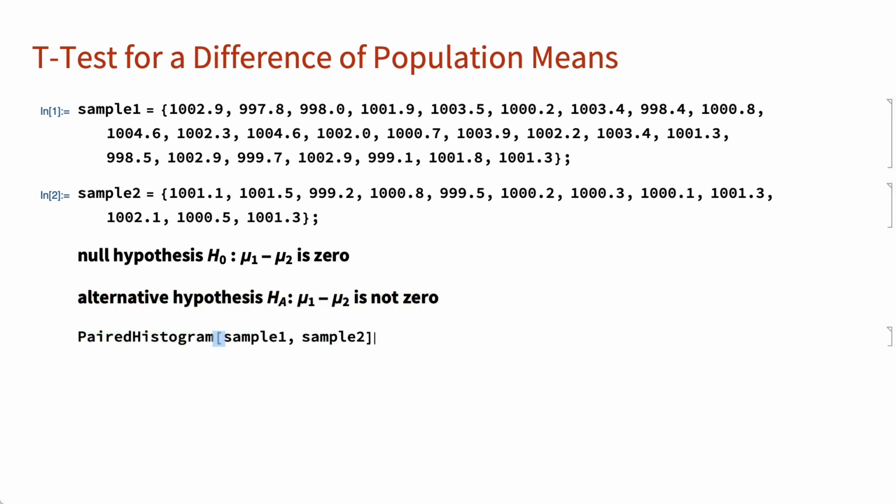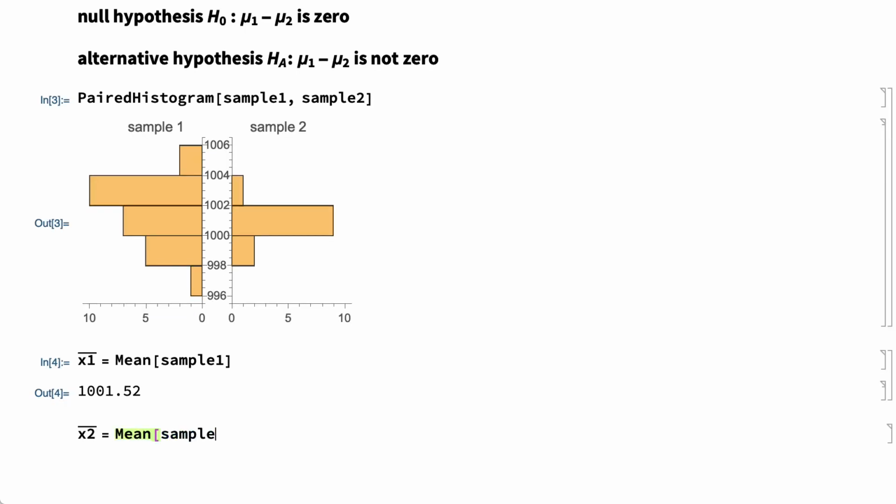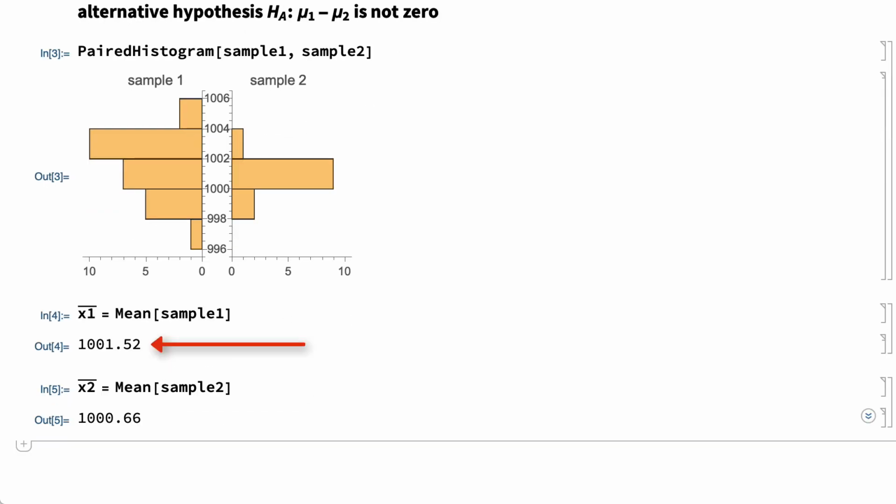Here's a paired histogram of the two samples, and these inputs give the means of the two samples. The mean of the first sample is bigger than the mean of the second sample, and the paired histogram does show that the distribution of values in the first sample is slightly above the distribution of values in the second sample. The question to be addressed with the hypothesis test is whether this difference is big enough to conclude that the means of the populations are not the same.